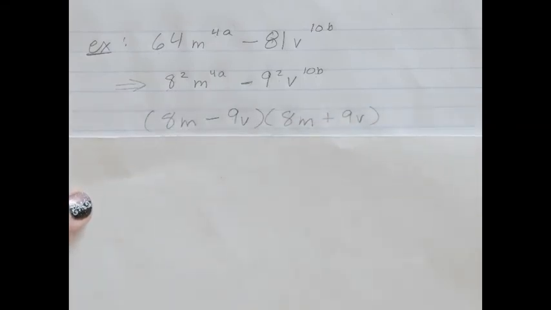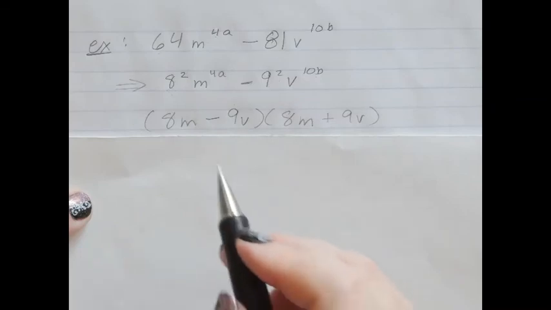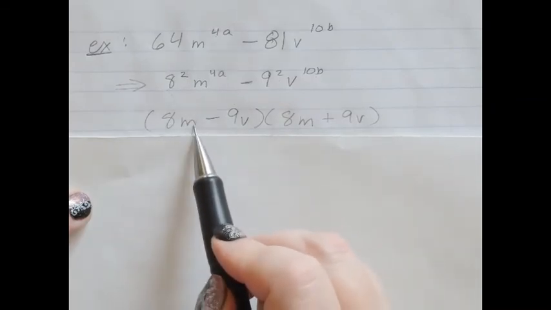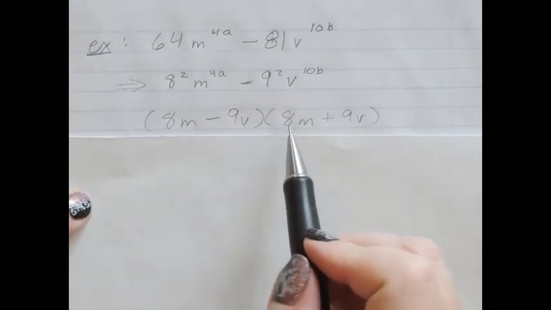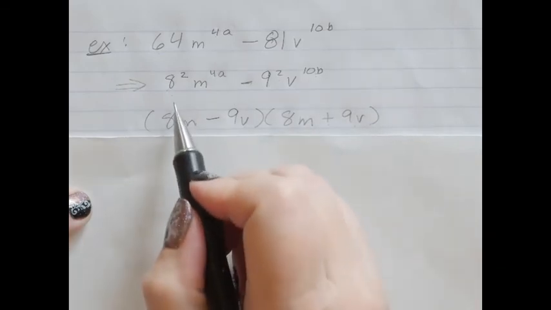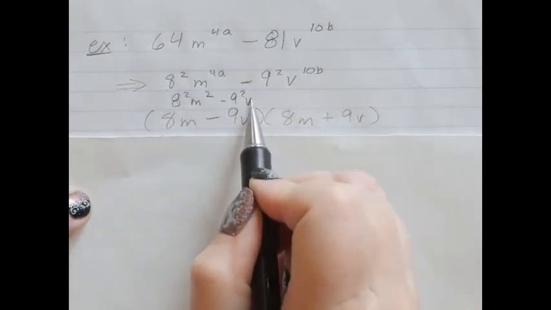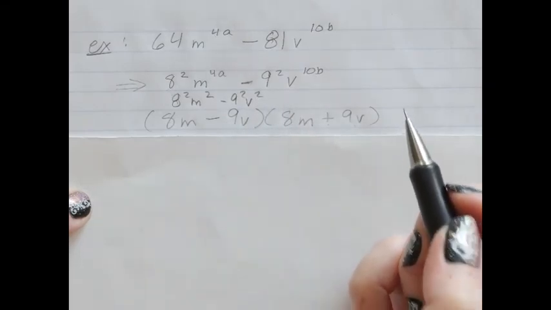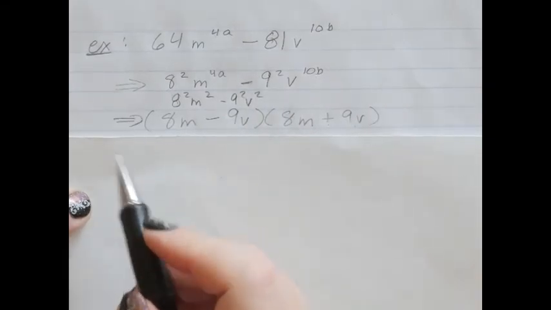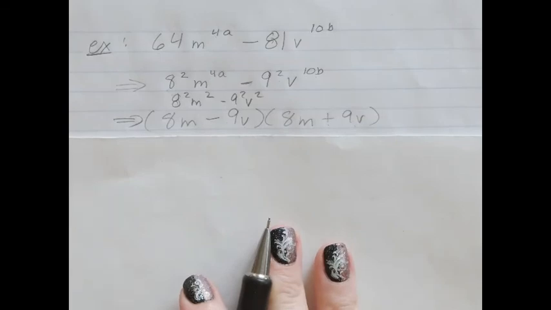What I'm going to do, one more time, is pretend like this is a difference of squares. This is 8m minus 9v, 8m plus 9v. Again, in my head, I'm doing this. That's all I'm doing. I rewrote it like this as a difference of squares. Go to the pattern that you know.